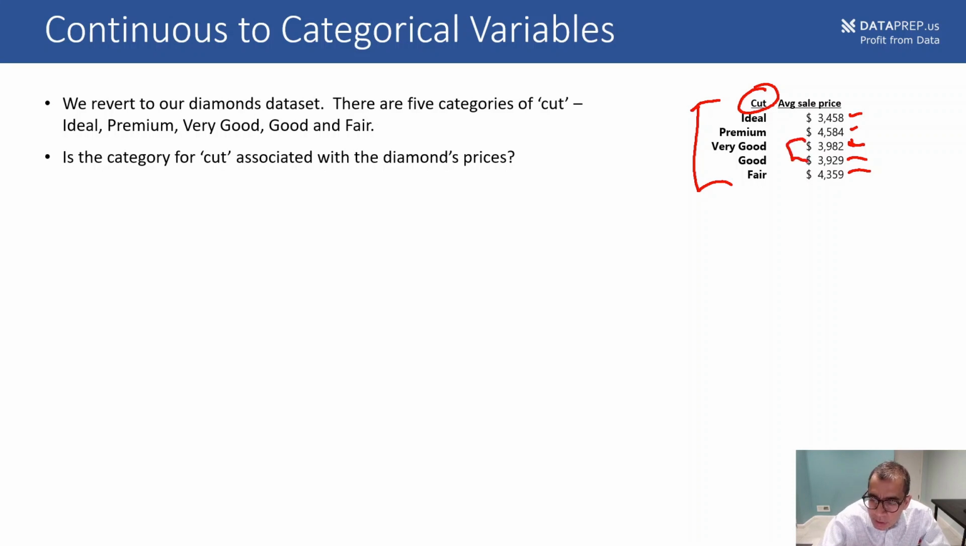And then what is the average sale price of all the diamonds taken together? And how do all of these numbers compare to that? Those are the questions that come to our mind. And that is exactly the logic that is intuitively applied as part of one-way ANOVA to understand if there is an association between these two variables.